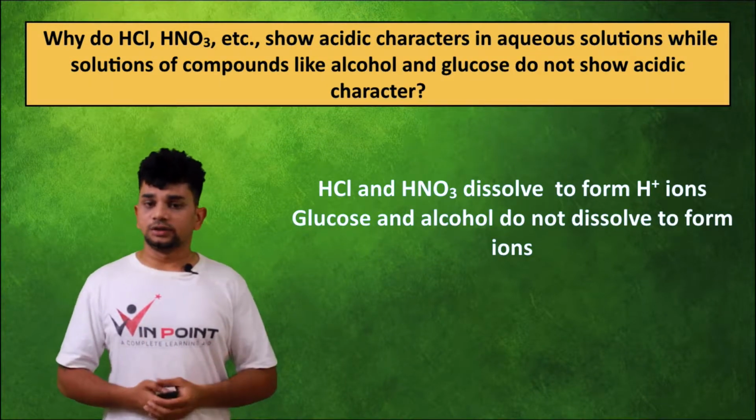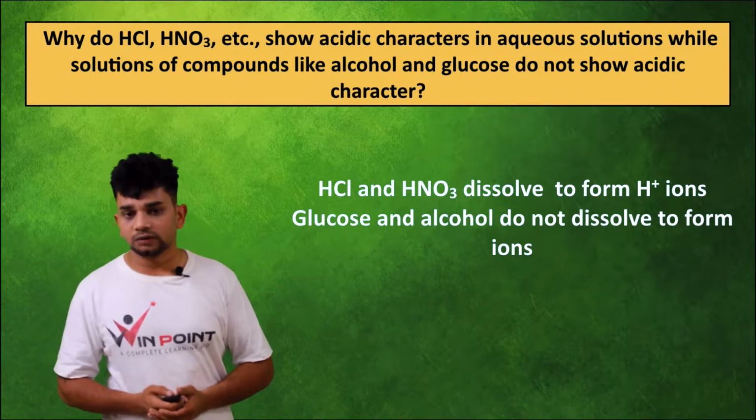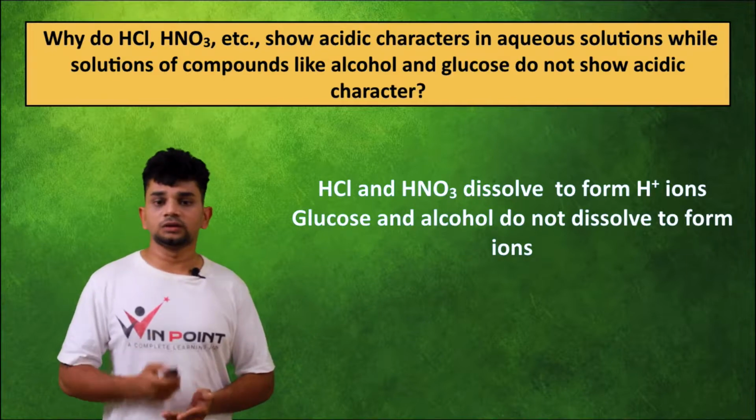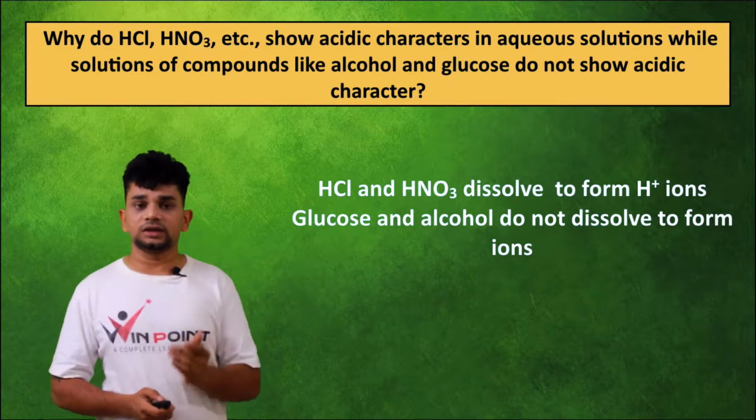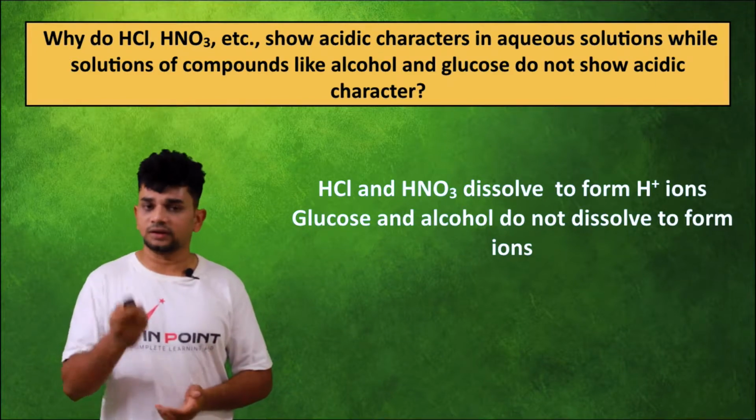HCl and HNO3 dissolve to form H plus ions. Glucose and alcohol do not dissolve to form ions. So when we dissolve HNO3 and HCl, they will produce H plus ions. That is the reason for acidic character.